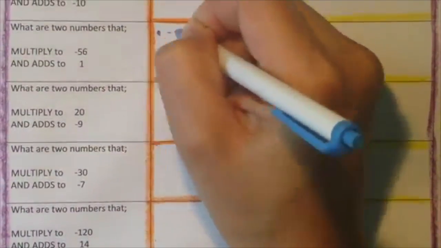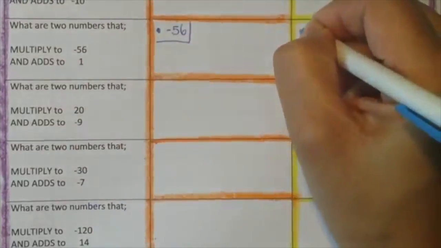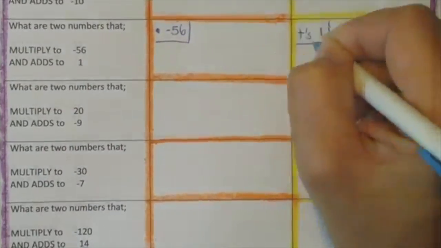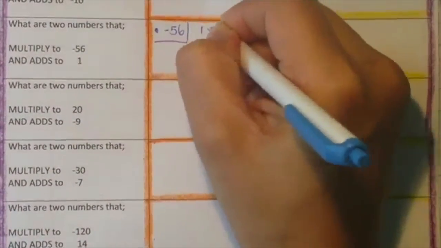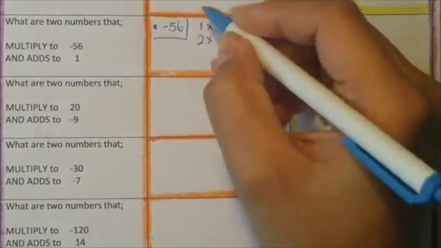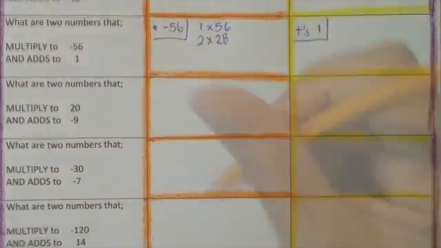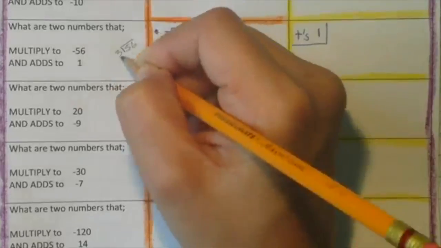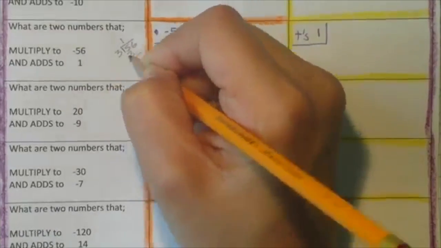This is a listening check. Color in -56. Add up to 1. So I need Trojans to win and -56. 1 times 56. 2 times 28. And that's why you have to know your multiplications really well. I'm going to check 3 without a calculator.